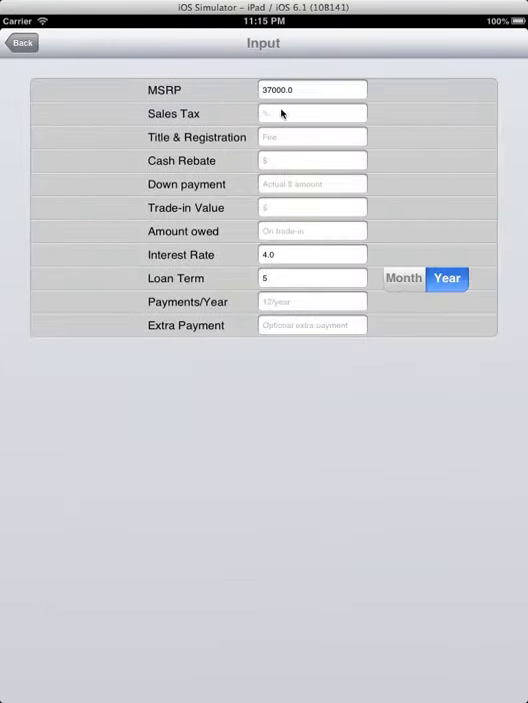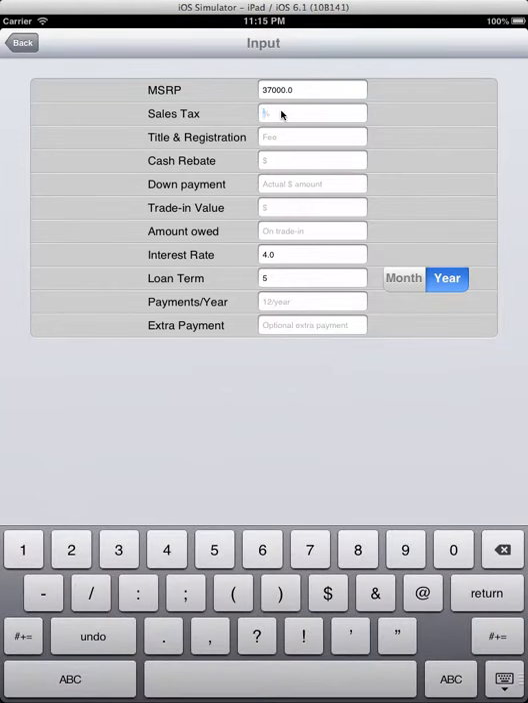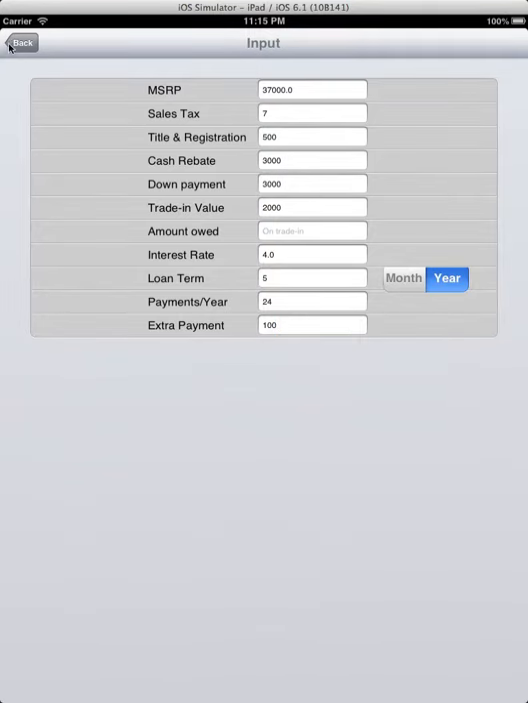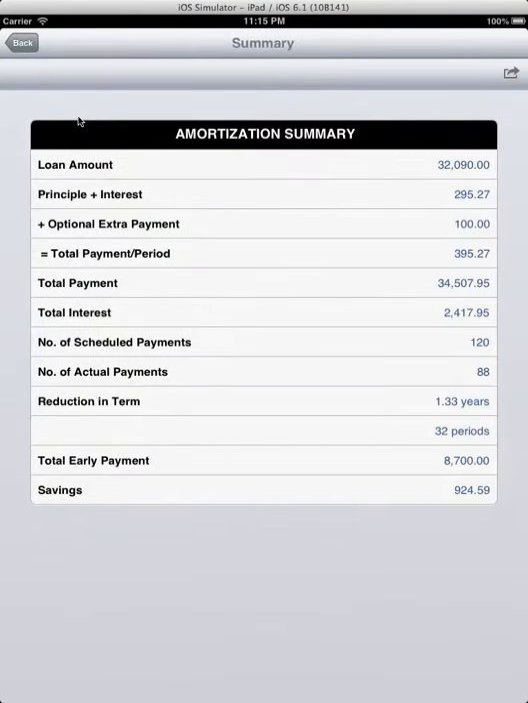Let's take a look at the amortization, MSRP, and sales tax, title and registration, say cash rebate, down payment, trade-in value, and amount owed is zero. So term is 5 years, and say 24 and $100 extra. Okay, this is the input, and here is the summary, and you can actually print and email the result.